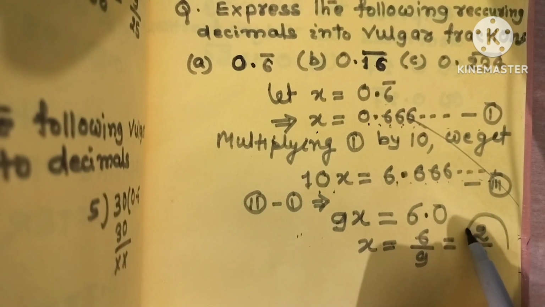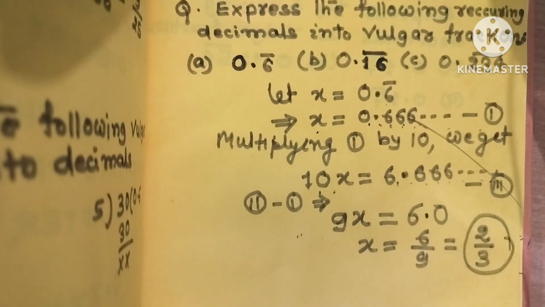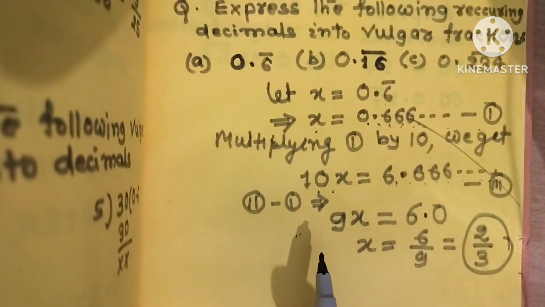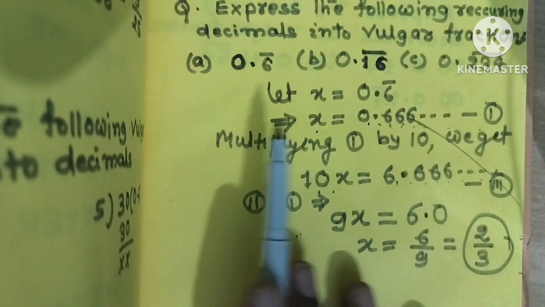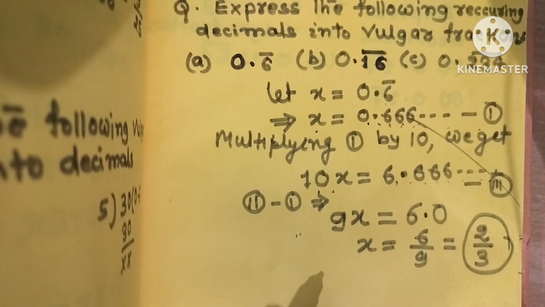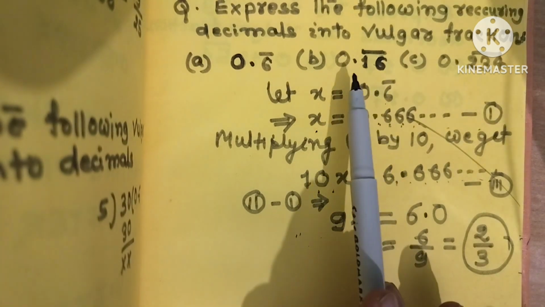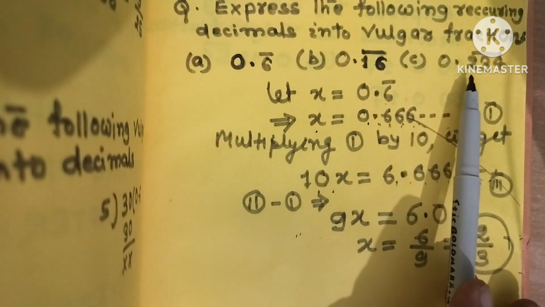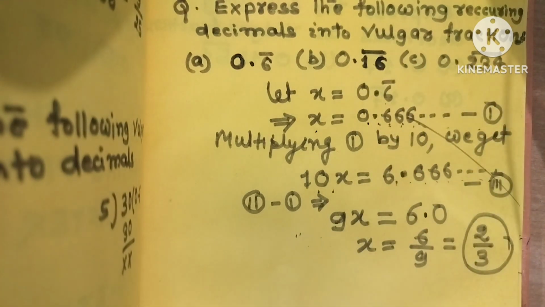So this 2 by 3 is a vulgar fraction. So we can change this recurring decimal to vulgar fraction. I think you can solve 0.16 bar, 0.234 bar also. Thank you.